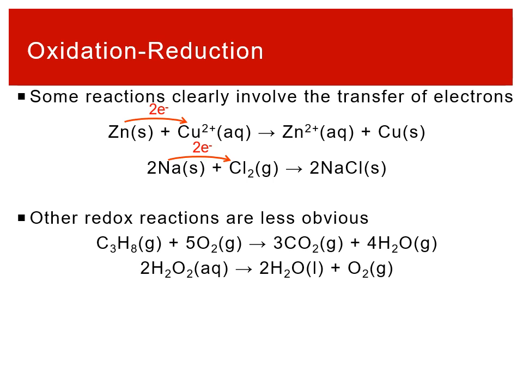Something like a combustion reaction where propane is burning with oxygen, or in this case hydrogen peroxide reacting with itself, it's not necessarily as obvious that these are reactions where there is a transfer of electrons. We want to come up with a way to identify and to characterize this flow of electrons.